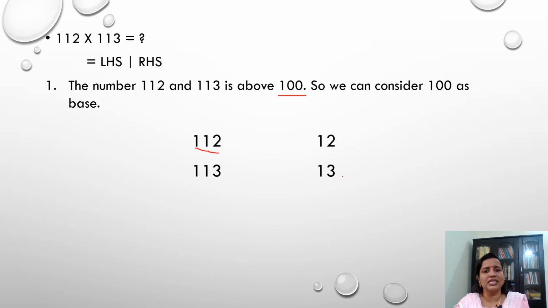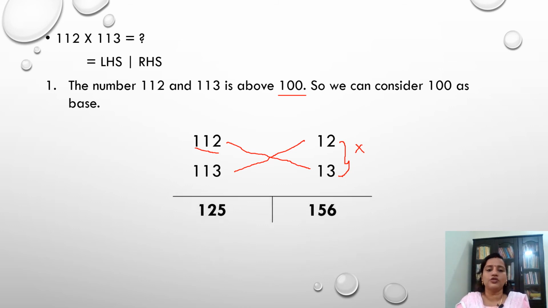What will be the next step? For my LHS, what I have to do? I have to go for the cross addition. And for my RHS, I have to multiply the two answers which I have got by subtracting the number by the base. For LHS, what will I be getting? 112 plus 13 gives me 125. Similarly, 113 plus 12 gives me 125. And for my RHS, 12 into 13 gives me 156.